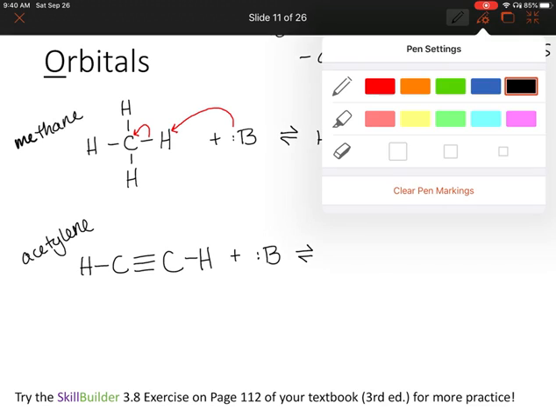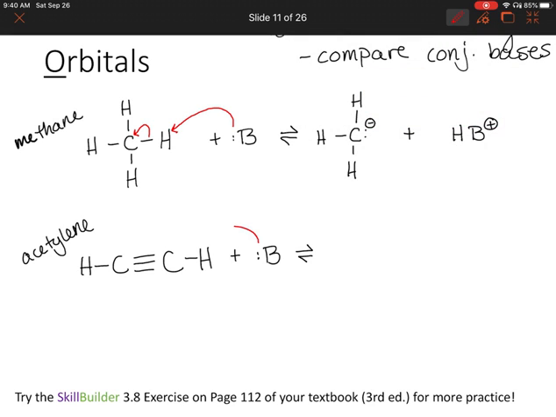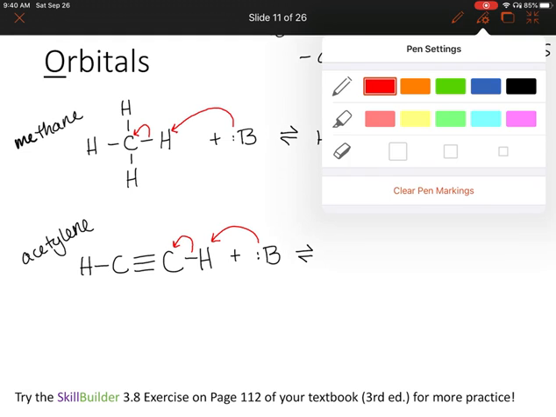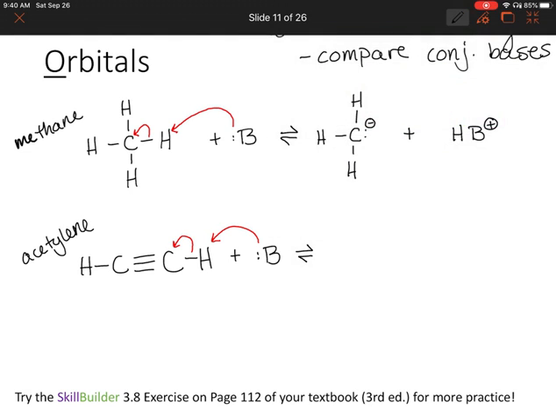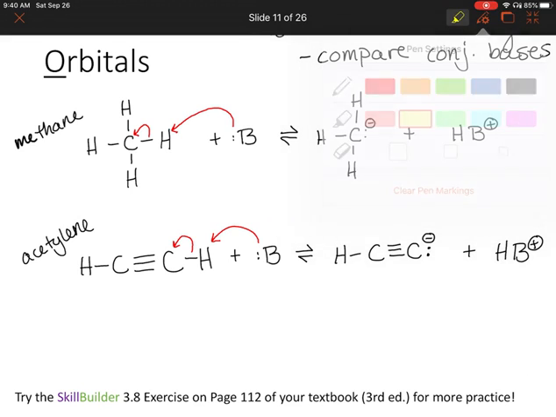All right, so let's do the same thing for acetylene. The base is going to grab a hydrogen, and then the shared electrons will be left on carbon. And we could have taken either of those hydrogens. The molecule is symmetrical, so either one is fine. We get the same product. All right, and our other product, the conjugate acid. Okay, so now let's compare our 2 conjugate bases. And I'm just going to highlight them again.